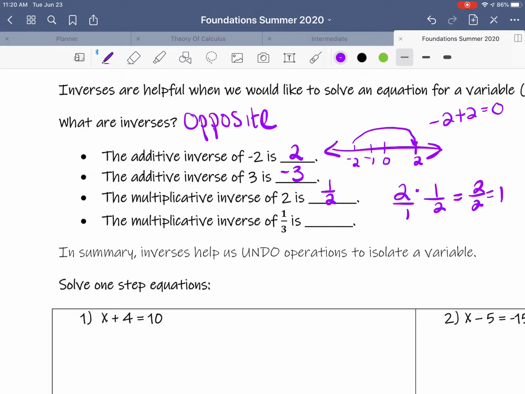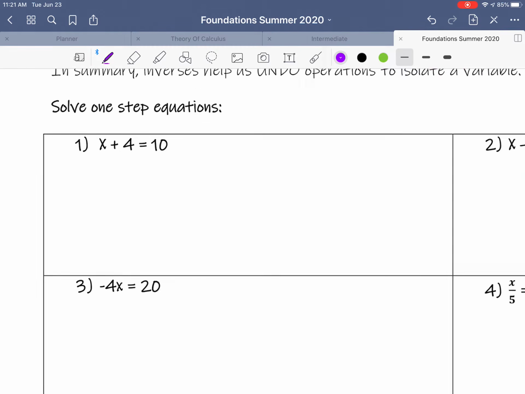And these inverses and identities are going to help us solve. They're going to help us isolate variables. So the multiplicative inverse of 1/3, we're going to flip that, is 3/1, or just 3. So when we multiply those, we end up with the multiplicative identity. And that's our goal. That's where we're going. In summary, inverses help us undo operations to isolate a variable.